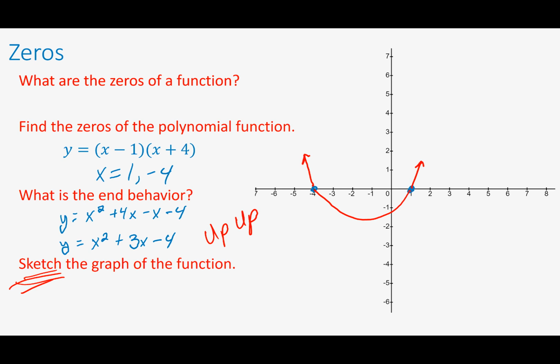We could do our vertex formula, negative b over 2a, find out exactly where the vertex is at. We could find some more points. But I'm just looking for a quick sketch using the zeros and using the end behavior to fill in what shape this will take.